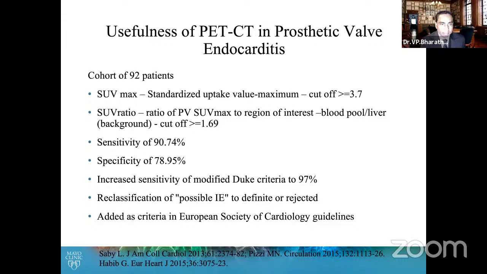It has a sensitivity of 90% and specificity of 78%. So I see a role of PET CT in those patients who we are not sure about and the criteria says that they might have a possible infective endocarditis. It has been added as an option in the European Society of Cardiology guidelines. American guidelines have not included it. Dr. Badour is the first author, and he is probably still waiting for the next iteration, but the current guideline does not include it as a major criterion.